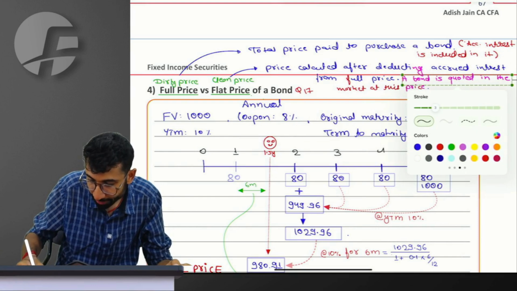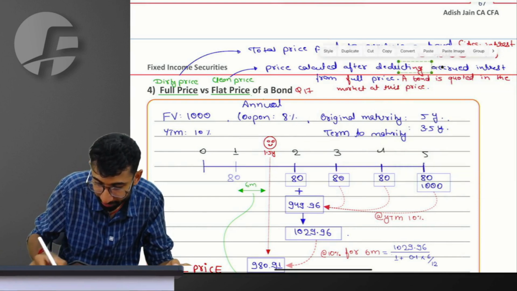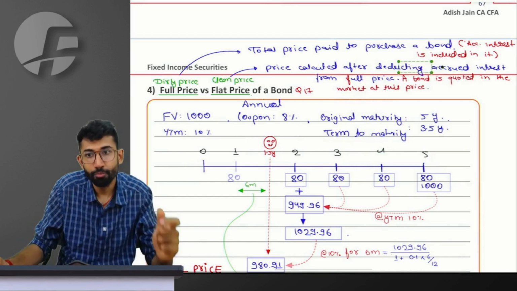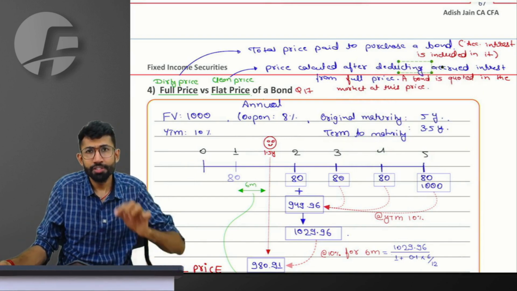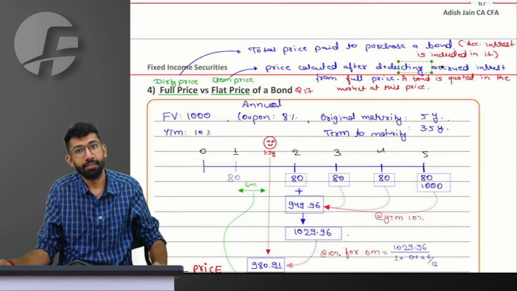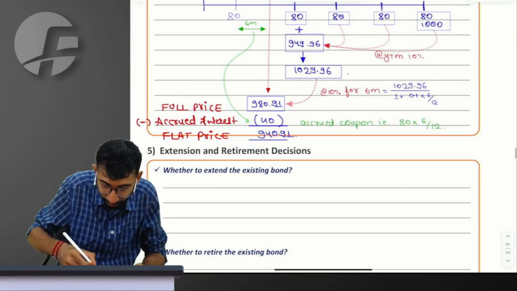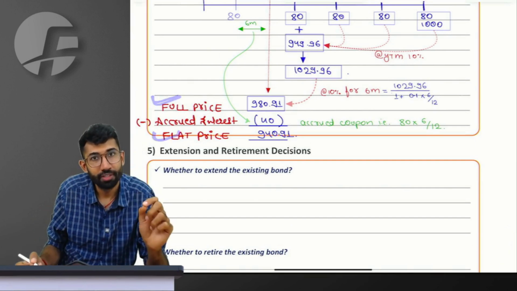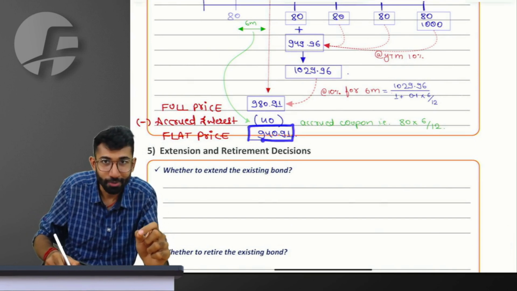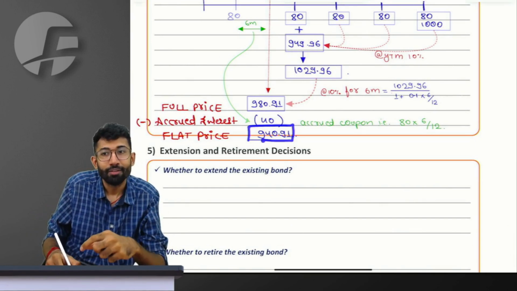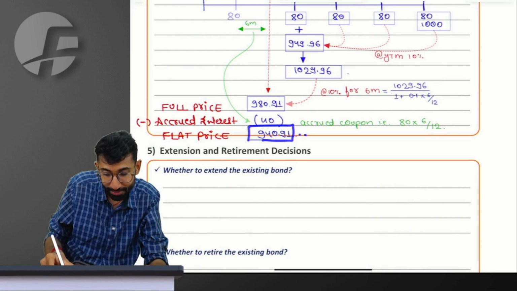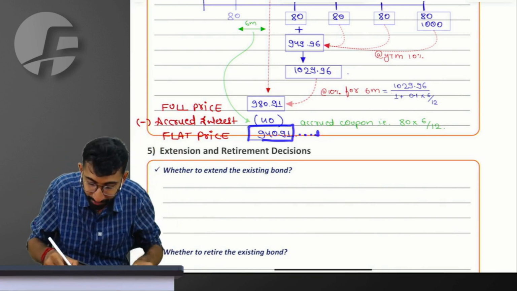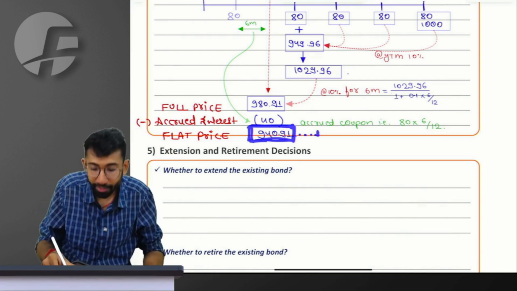We all need to understand that if a bond is trading in the market, what is the price at which it trades? Does it trade at full price or does it trade at flat price? The bond is traded in the market at its flat price, which means when you go to the market and look at the bond price, this is the flat price which is prevailing in the market.